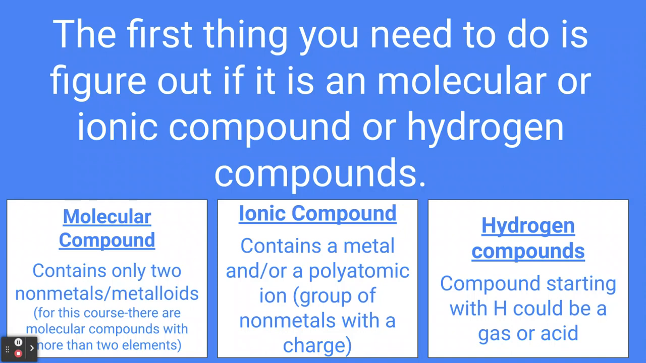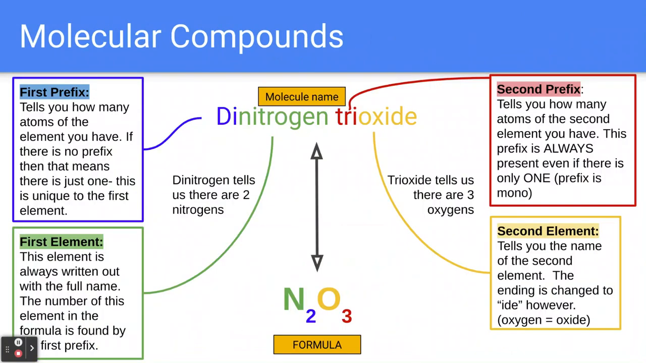So we're going to start off with the easiest, which is a molecular compound, and then we'll work our way through. Molecular compounds have four different parts. We've got the first prefix, which is going to tell us how many of the first element we have. We've got the first element, and the first element is always written out to its full name, so you're never going to change the ending to that element. The second prefix is going to tell you how many of the second element we have. And then we also have the second element's name, but for the second element's name, we're going to have to cut off the ending and add in an IDE.